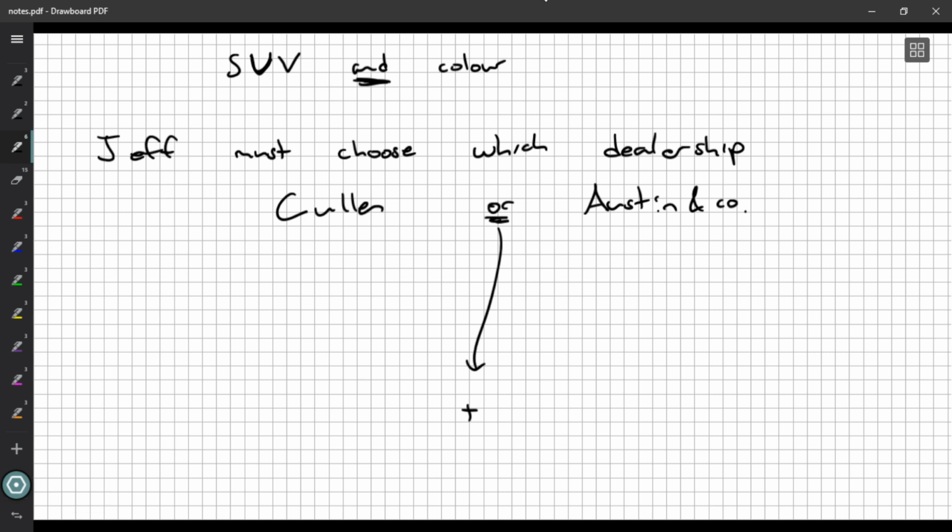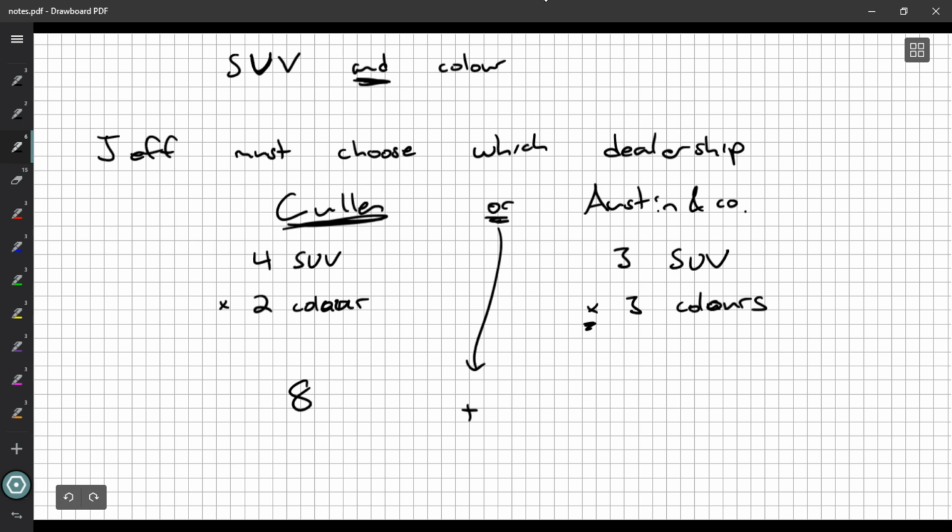And when we do that, we know how many SUVs there are at the Cullen dealership. There's 4 different models, okay, and 2 different choices of color. So the multiplication rule comes in and says, okay, 4 times 2, 8 different ways to pick an SUV at the Cullen dealership. Okay. For Austin & Co., there's 3 SUV models. And then we pick our color, so we multiply. Multiplication rule comes into play. Okay, times 3 different colors. Okay. And that gives us 9 ways to buy an SUV in the situation where Jeff chose Austin & Co.